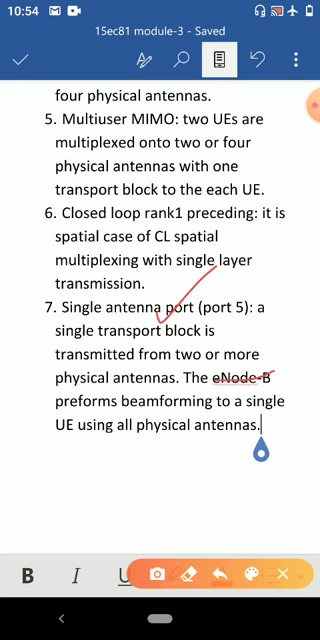Beamforming can be used to improve the received signal power or reduce the interference signal power.